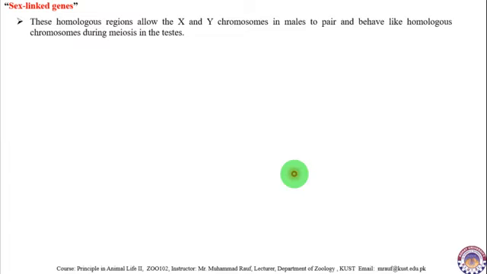So now we continue from the slide before that image. There are certain regions on the X chromosome which are homologous to certain regions on the Y chromosome, and these homologous regions force the two chromosomes, which are structurally different and whose gene complement is different, to behave like homologous chromosomes during meiosis in the testes.